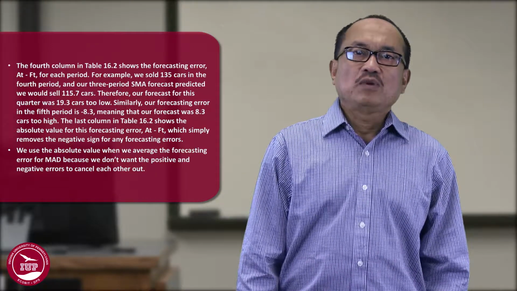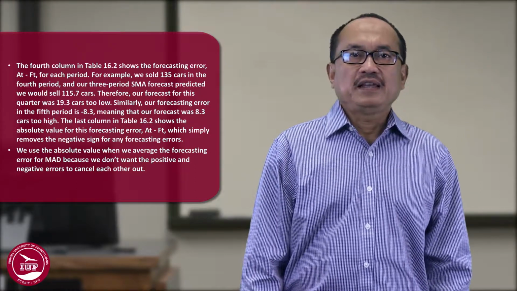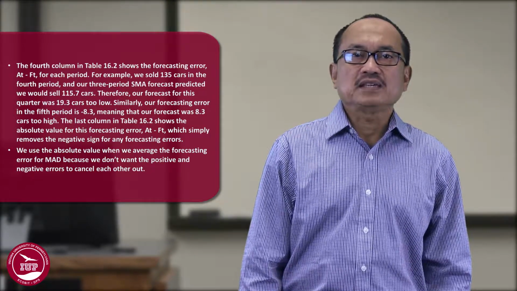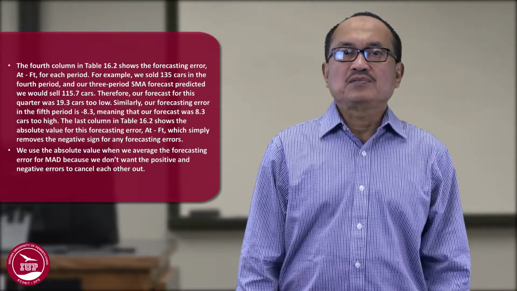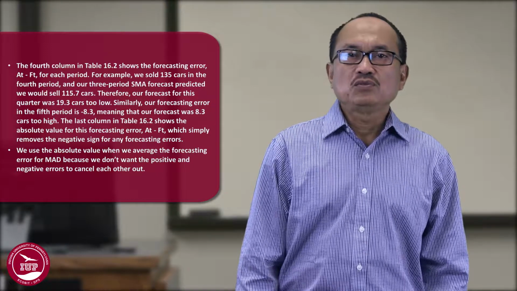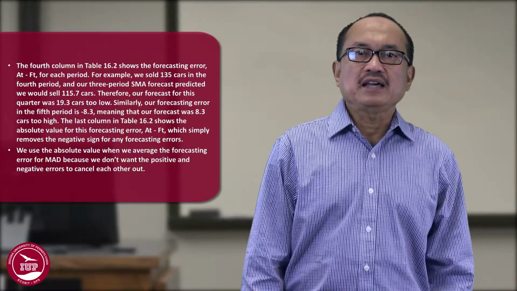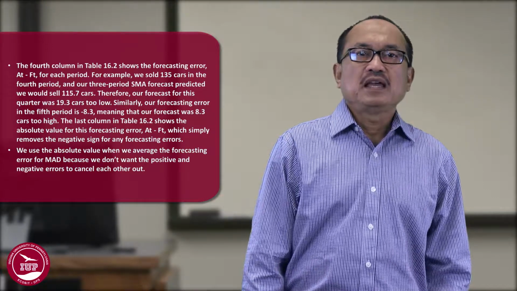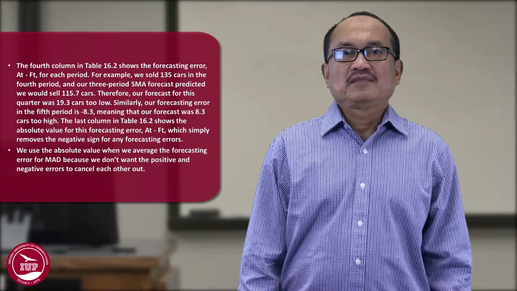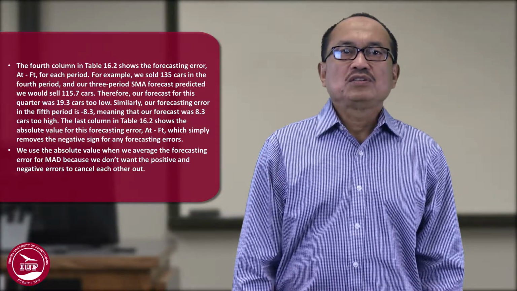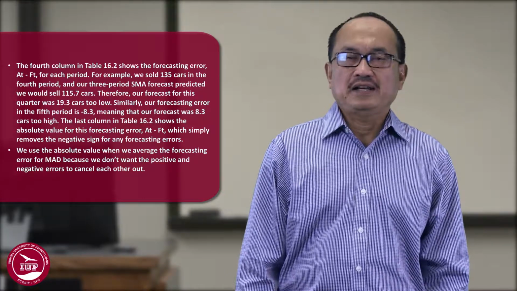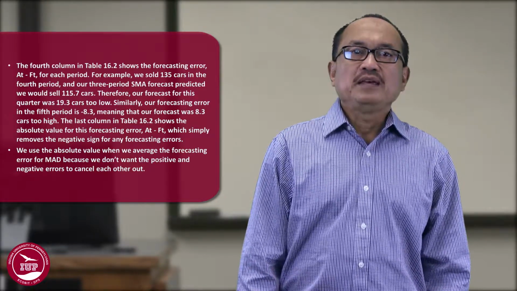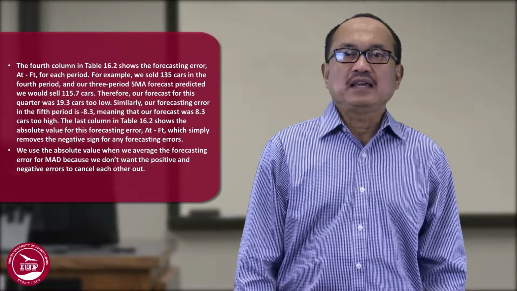The fourth column in table 16.2 shows the forecasting error, or AT minus FT, for each period. For example, we sold 135 cars in the fourth period, and our 3-period SMA forecast predicted we would sell 115.7 cars. Therefore, our forecast for this quarter was 19.3 cars too low. Similarly, our forecasting error in the 5th period is minus 8.3, meaning that our forecast was 8.3 cars too high. The last column in table 16.2 shows the absolute value of the forecasting error, or absolute value of AT minus FT, which simply removes the negative sign for any forecasting error.